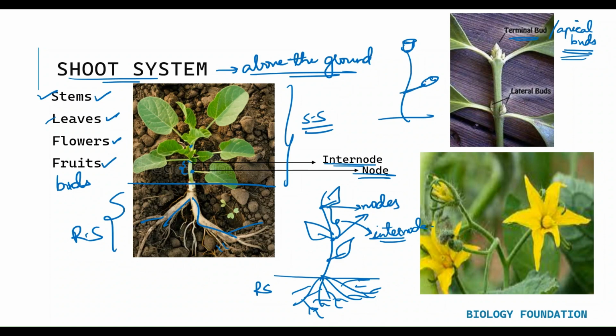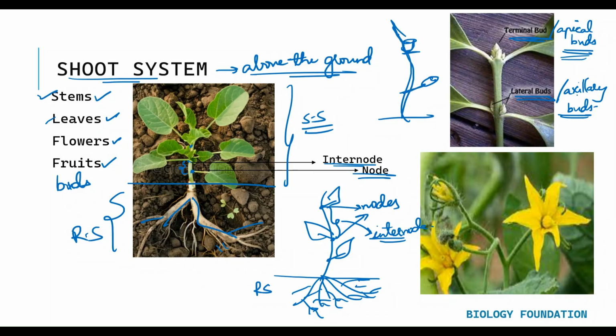Okay, now coming to the lateral buds, which are also called axillary buds. Please understand, the shoot system comprises stems, leaves, fruits, flowers, and buds. The buds present on the stem are of two types, apical buds or lateral buds. Apical buds, as the name suggests, are present at the tips or terminal positions of the stem. What is the main function of the apical buds? They help in increasing the height of the plant. As these apical buds grow, they help in increasing the height of the main stem. Apical buds are also called terminal buds.